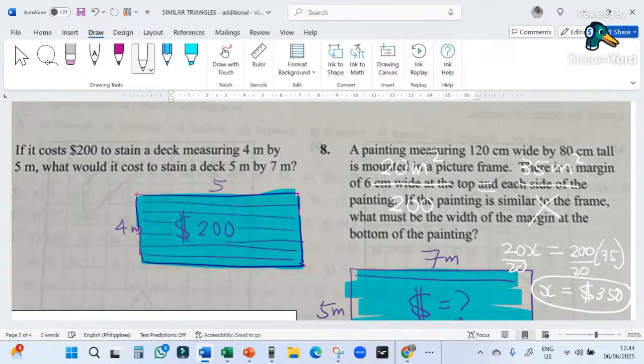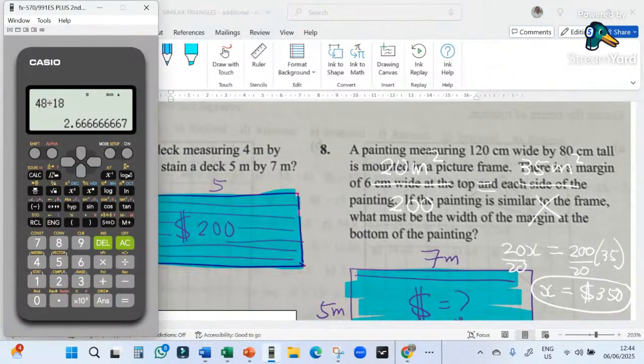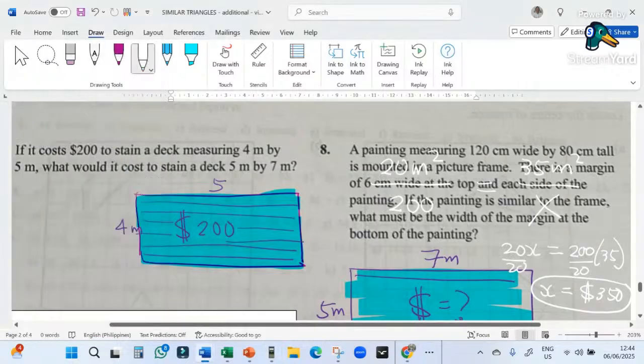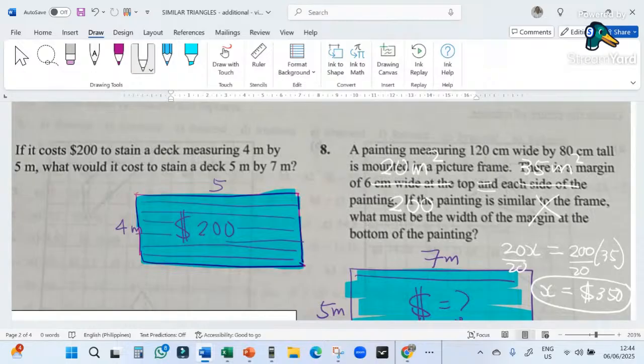Okay, that's the answer. How much would it cost to stain 5 by 7? It's $350. Let's put it in the calculator. 200 times 35 equals divided by 20. Then that's $350. Okay, you call this one the ratio and proportion. So it's 5 times 4 is 20. You pay 200. What is 7 times 5? That's 35. You pay how much? Okay, then you cross multiply.